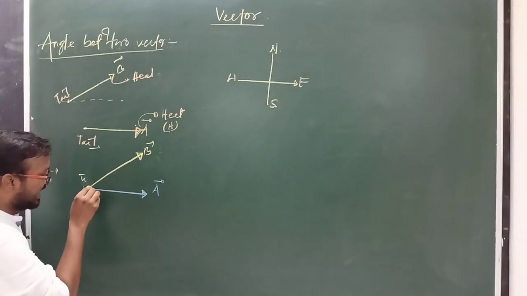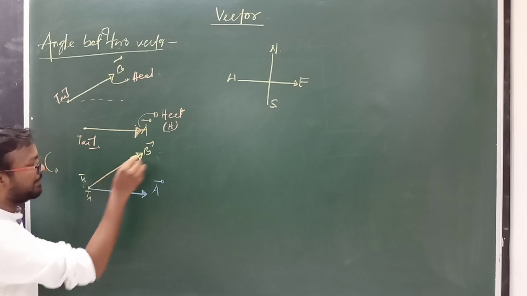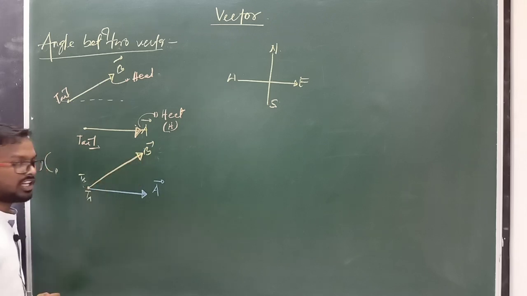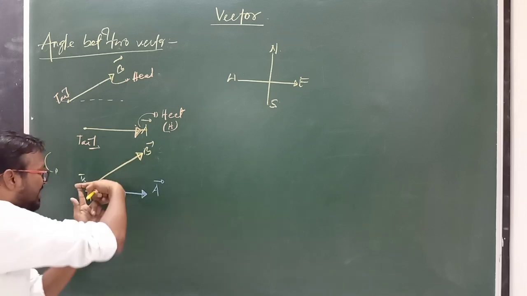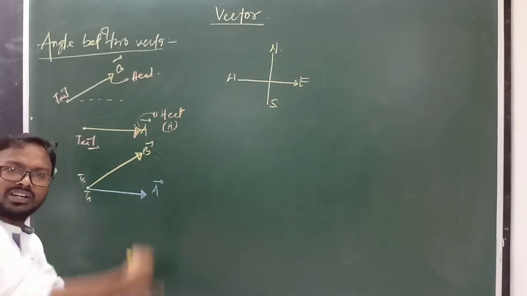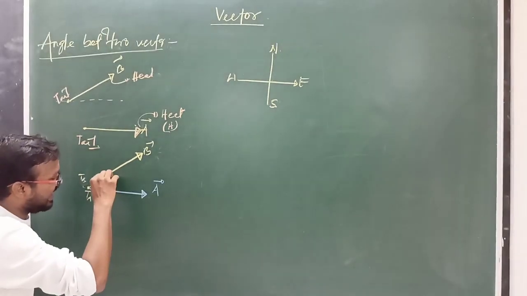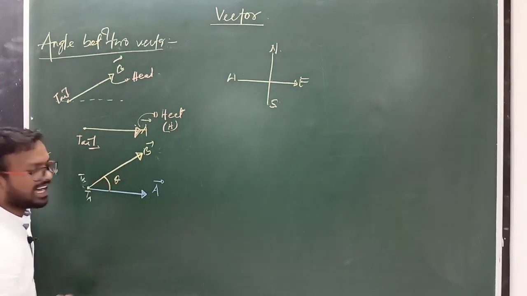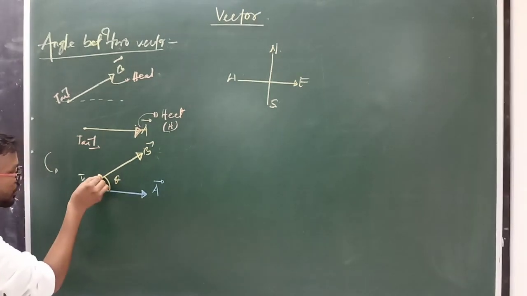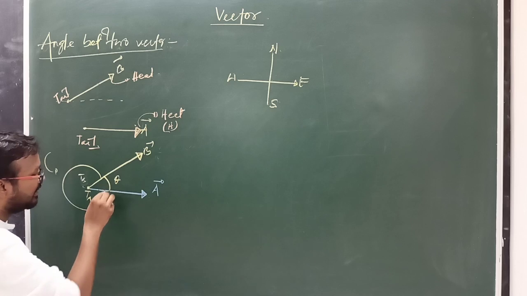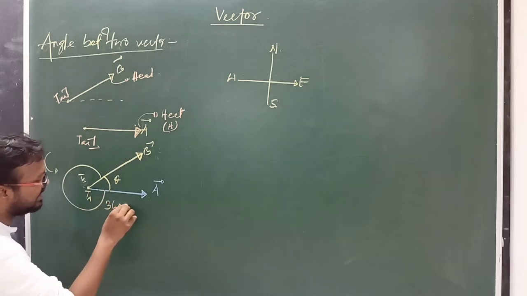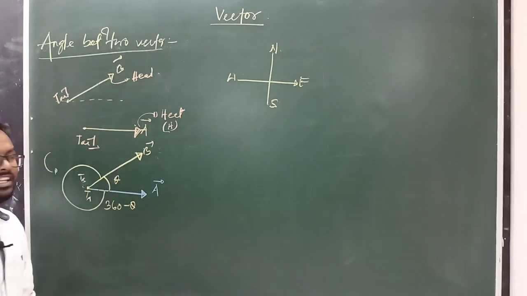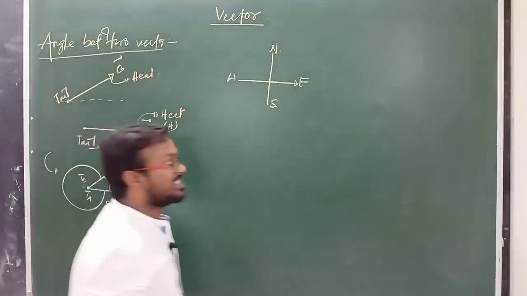When the tail of A vector and the tail of B vector coincide with each other, they meet at a point, and they make a certain angle. This angle is suppose known as theta, and the total angle is 360 minus theta. We already know the total angle of a circle.